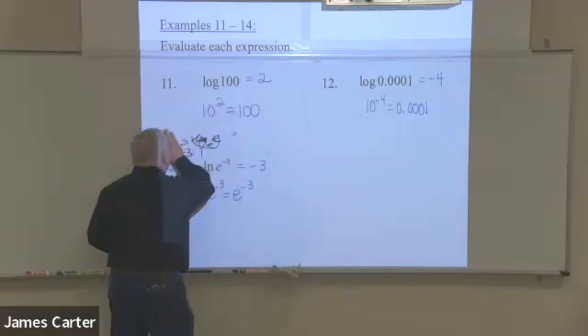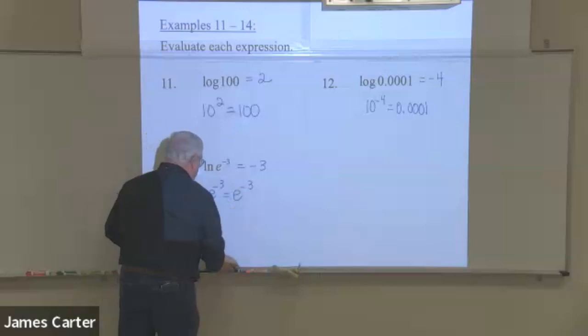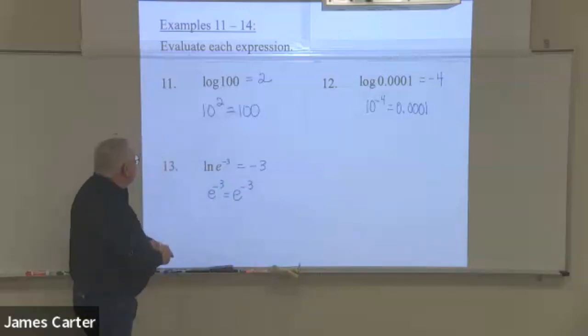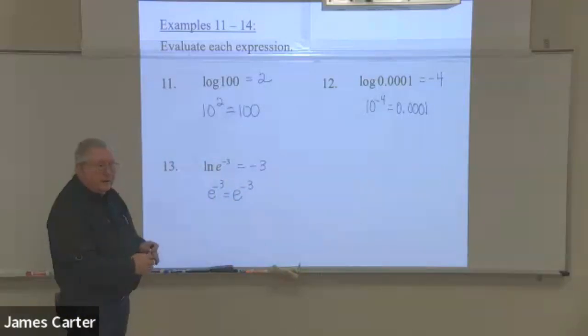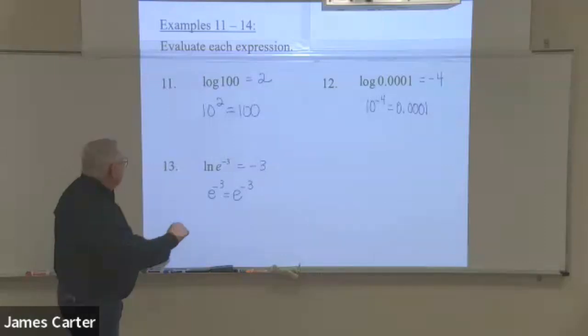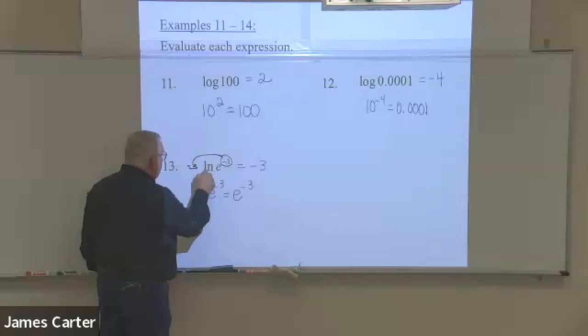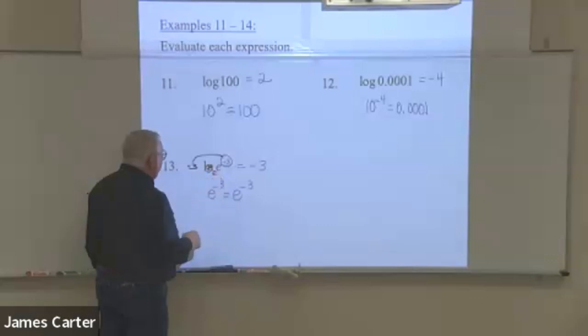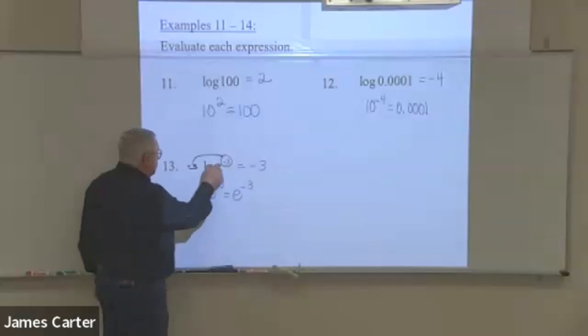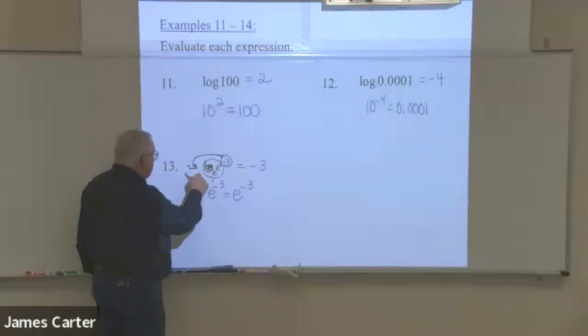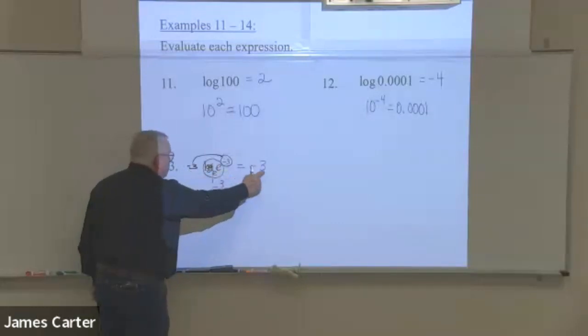Wouldn't it be, since it was negative, would it be 1/3? No. Because again, you bring this up front. This means that, which is 1. So -3 times 1 is -3.